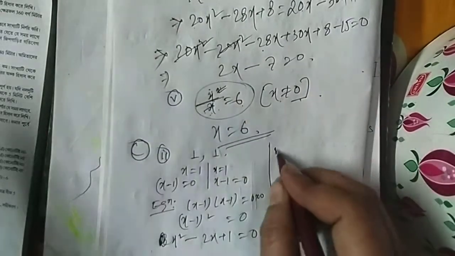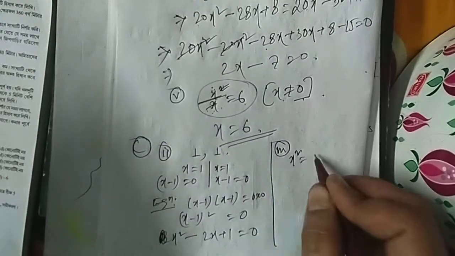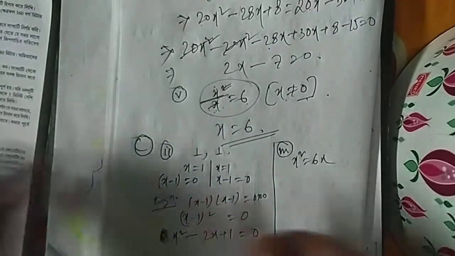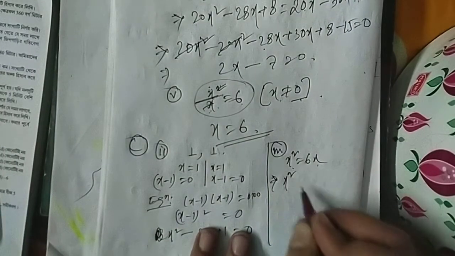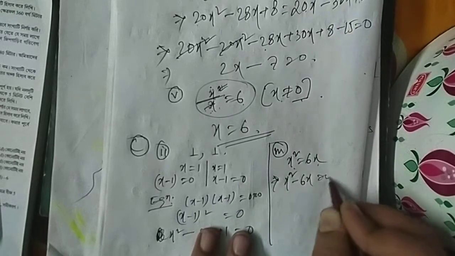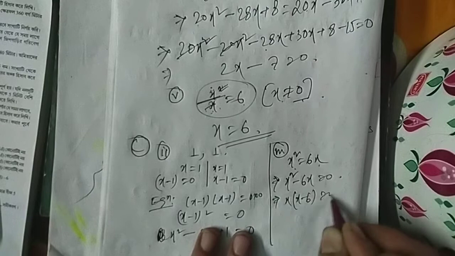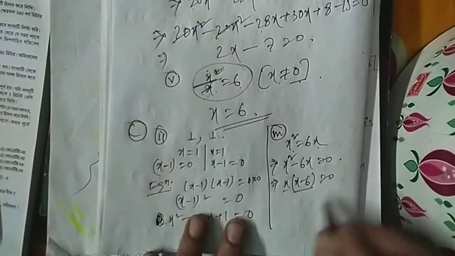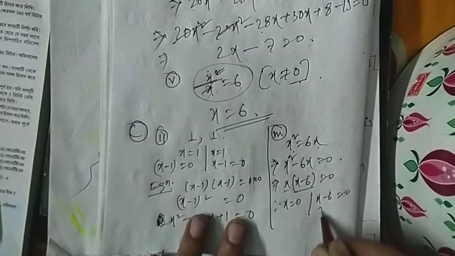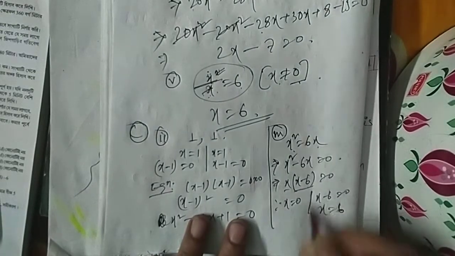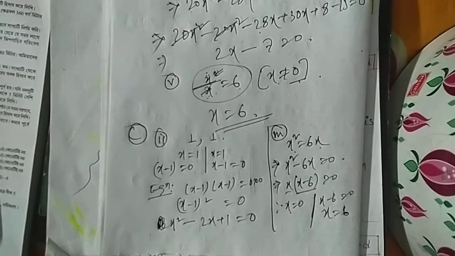And also question number 3 of C. Here given that the equation is x square equal to 6x. Everyone see that the equation is x square equal to 6x. Then we can write x square minus 6x equal to 0. If we take x common, then x into x minus 6 equal to 0. Therefore product of these two terms is 0. So x equal to 0 and x minus 6 equal to 0. So x equal to 6. So there are two values of x, one is 0 and another is 6.